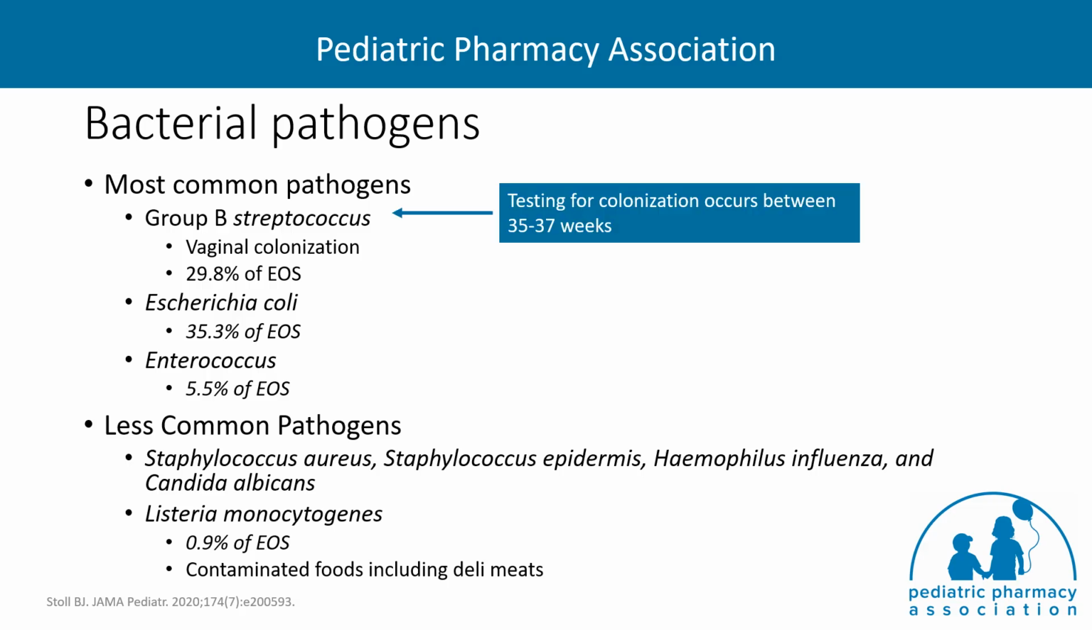It's also important to note that, as we previously discussed, screening for Group B strep does not occur until the 35th to 37th weeks of gestation. Lastly, Enterococcus is our third most common pathogen, which accounts for roughly 5.5% of cases. Early onset sepsis can also be caused by less common pathogens, which include Staph aureus, Staph epi, H. flu, and Candida albicans. Lastly, Listeria is a pathogen of concern. However, it is rare.